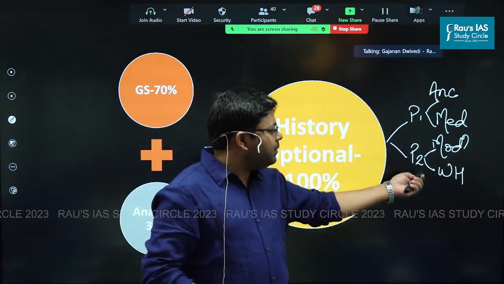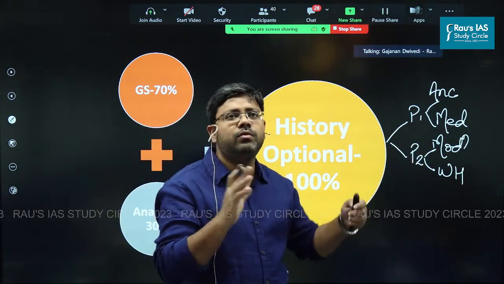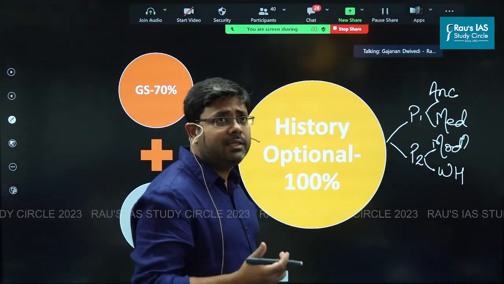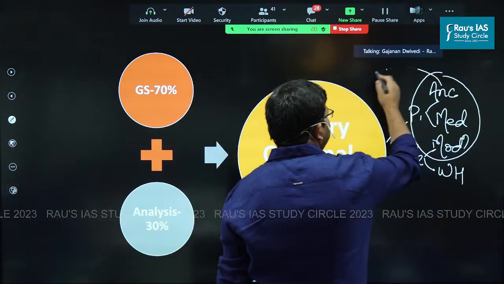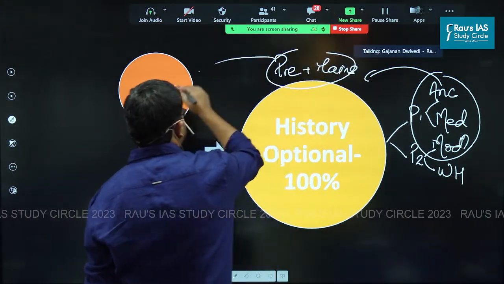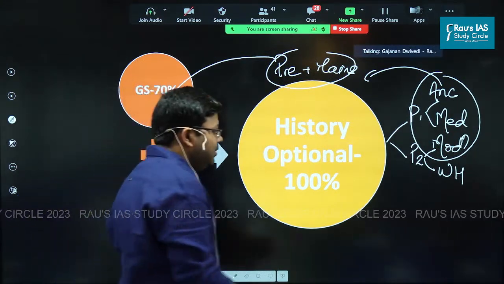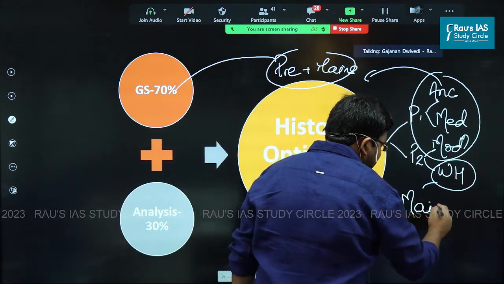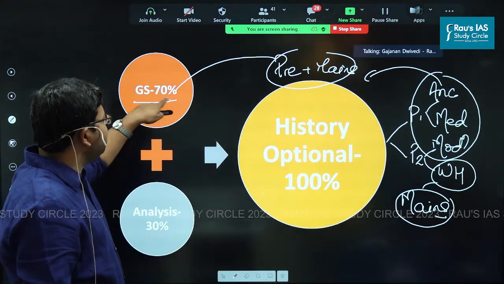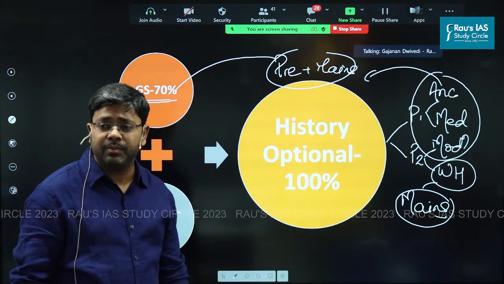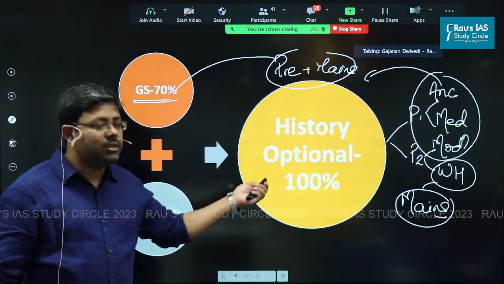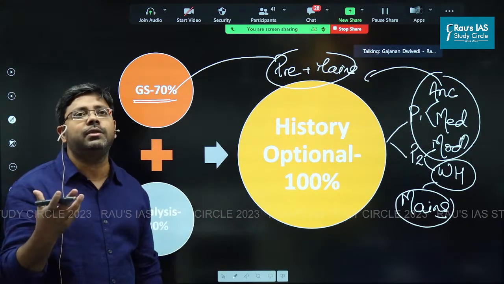Again, we can divide paper 1 and paper 2. This is the overall description of the history syllabus. But when you talk about ancient, medieval, and modern, don't you think that all three, anyway, you have to prepare for the pre and mains part of GS. Anyway, you have to study that. World history is part of the mains GS syllabus. So nearly 70% of the history optional syllabus, invariably you have to prepare for GS as well. 30% more debate and analysis when you add, you directly jump to the history optional level.